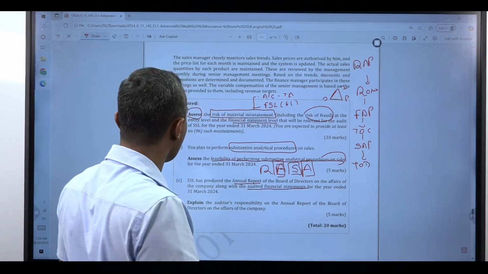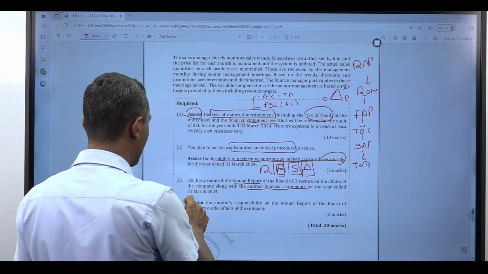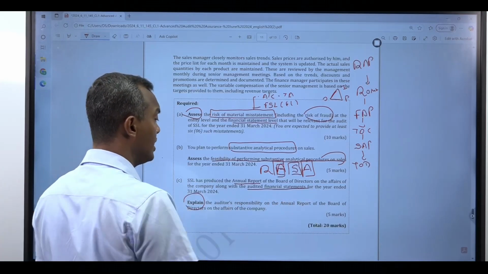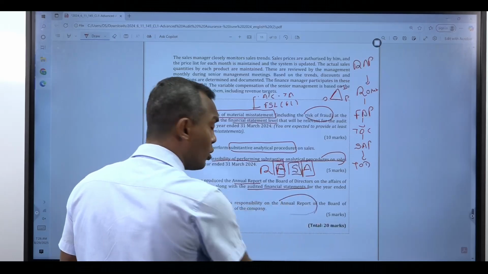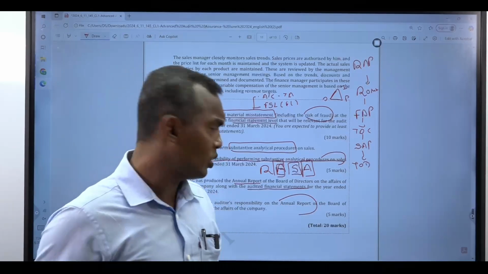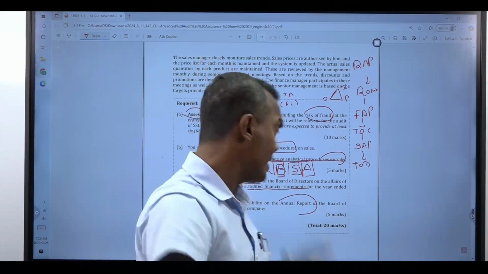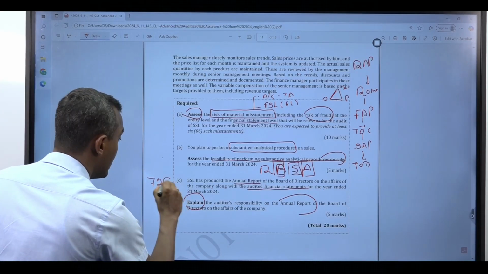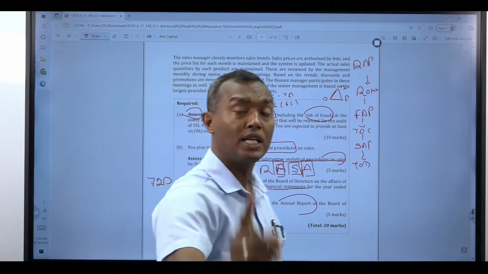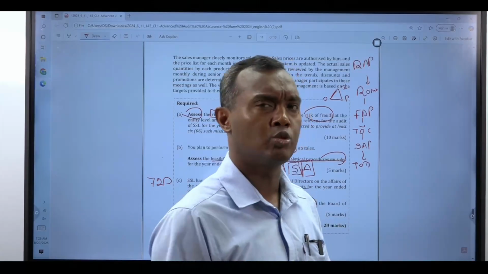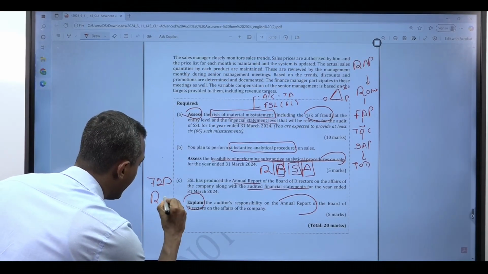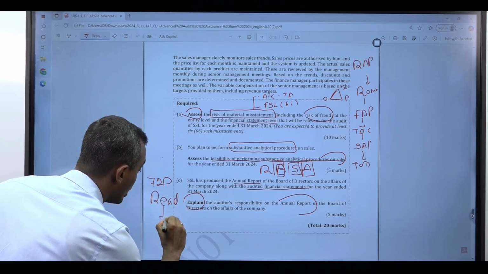The annual report has a lot of other details. The question is, explain whether the auditor is responsible for the annual report information, chairman's report, CEO's report, etc. How do you get these 5 marks? Very easy. You should know that the 720 standard says the auditor's responsibility for other information, other than the financial information.